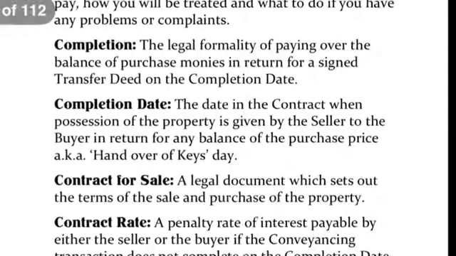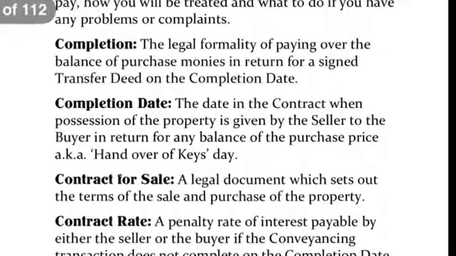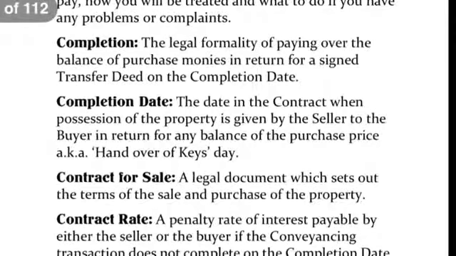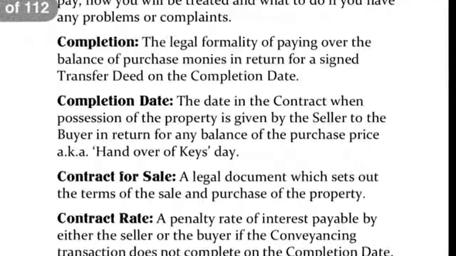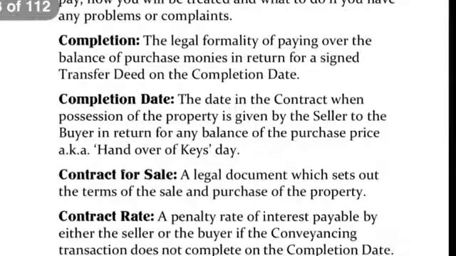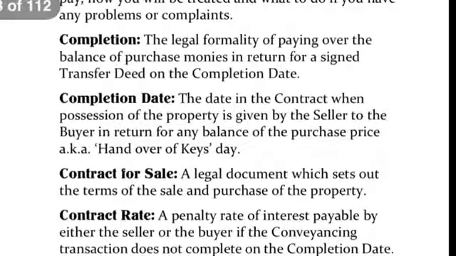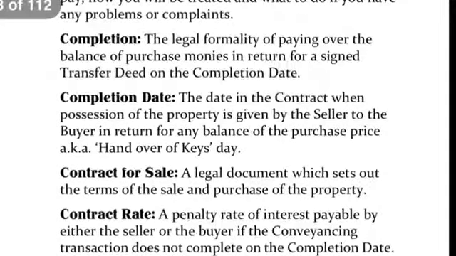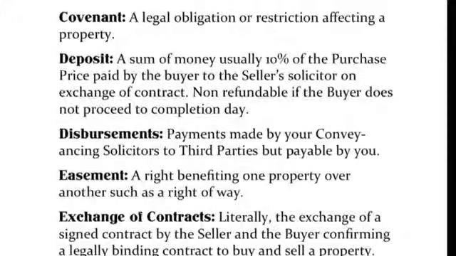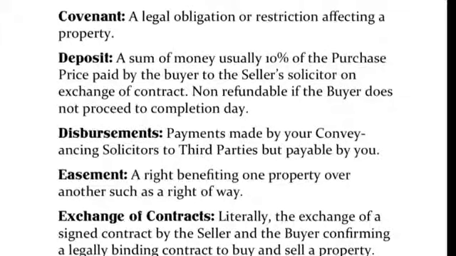Now, contract for sale. This is the legal document which sets out the terms of the sale and purchase of the property. Contract rate. This is a penalty rate of interest payable by either the seller or the buyer if the conveyancing transaction does not complete on the completion date. Covenant. A legal obligation or restriction affecting a property.